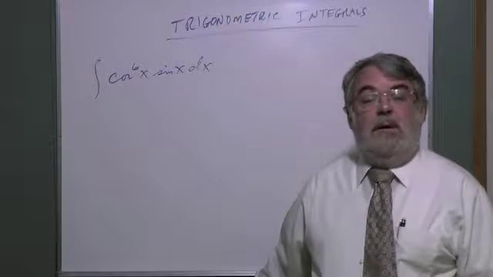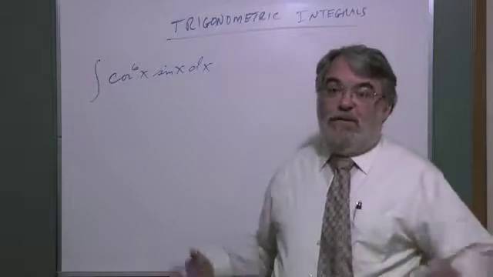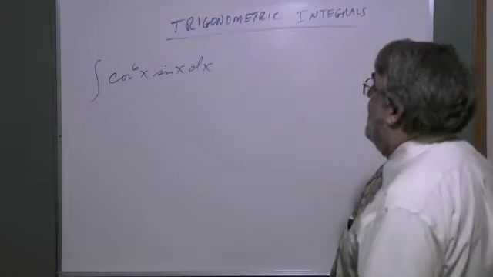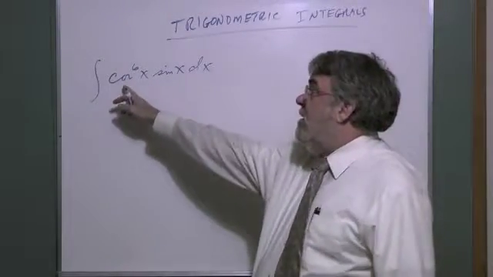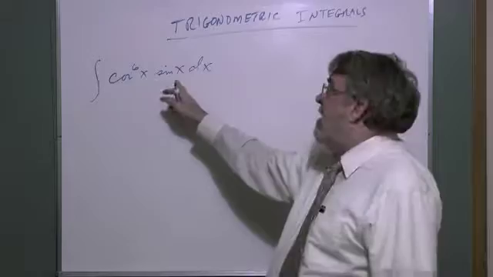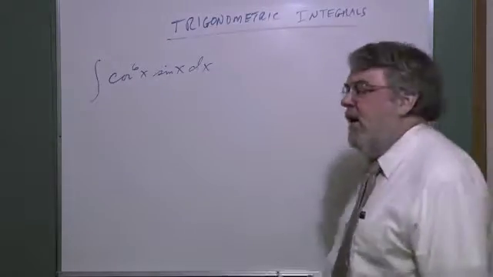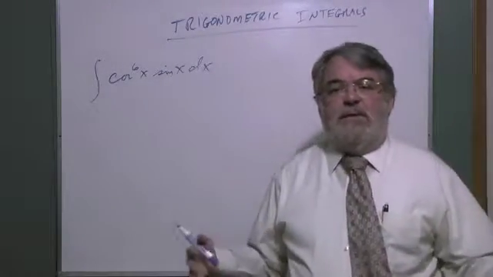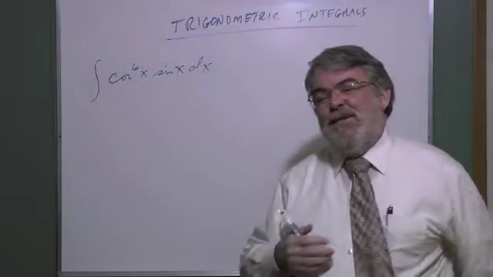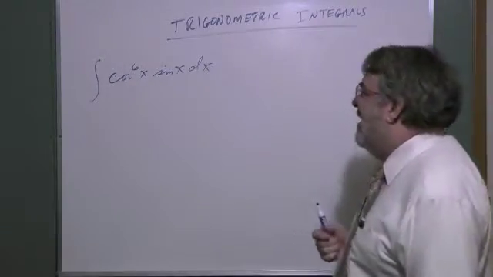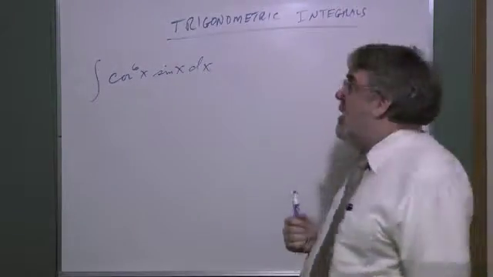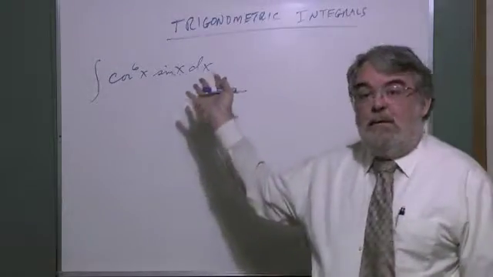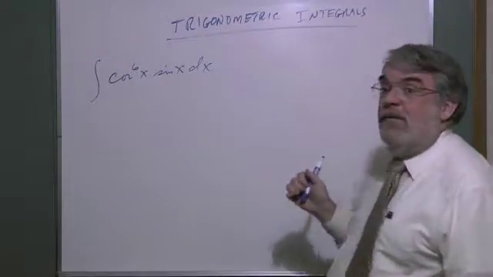Trigonometry integrals are those which have just trig functions in them. For example, here is the integral of cosine to the 6th x times sine x dx. There are several different types to think about in these trigonometric integrals, and this happens to be one of the easier ones. A simple, correct u substitution will work very well.